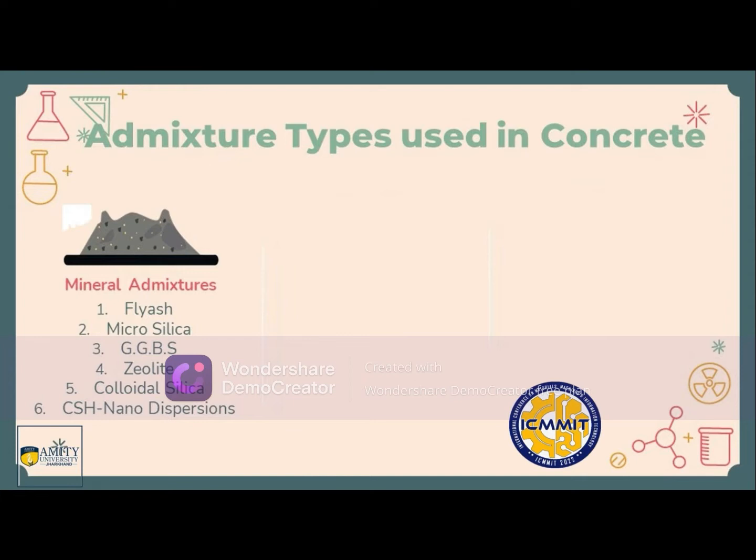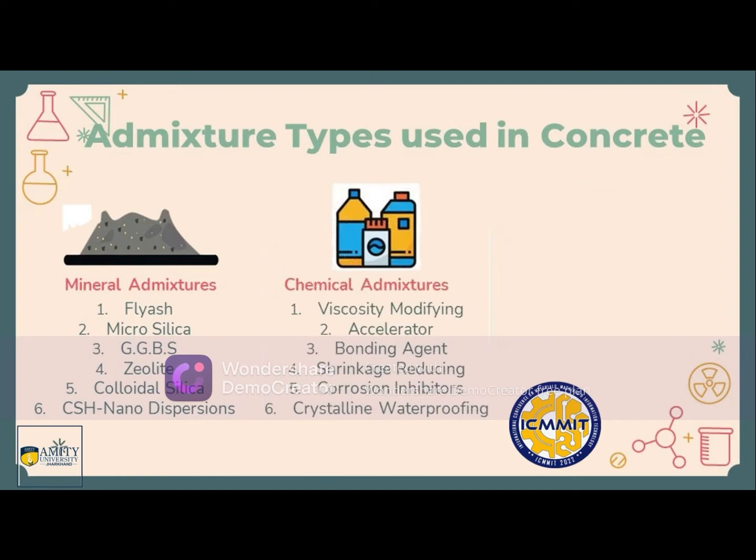Now there is much talk about nano in this conference, which we will come to later. And there are also chemical admixtures apart from the minerals. There may be viscosity modifiers, accelerators, bonding agents, shrinkage reducers, corrosion inhibitors, and waterproofing or the crystalline type.